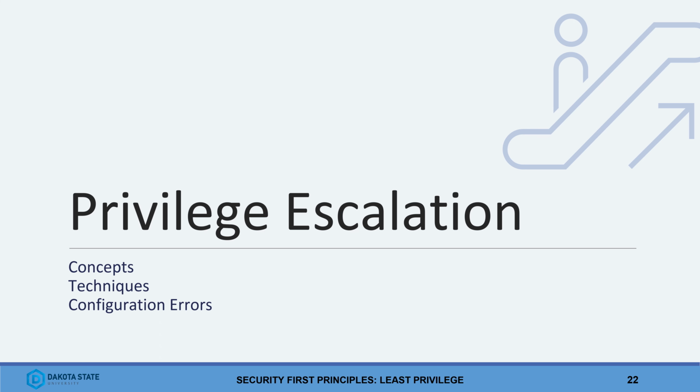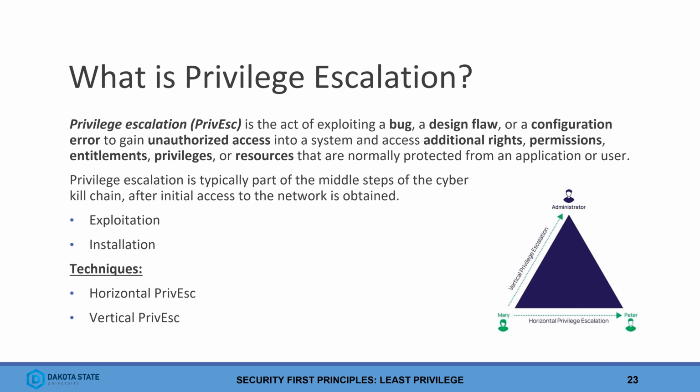Now that we've covered privilege, security models, and access control, what happens when something is misconfigured on a system? Typically, this exposes it to what's known as a privilege escalation vulnerability. Privilege escalation, or PrivEsc for short, is the act of exploiting configuration errors to gain unauthorized access into a system. It's typically one of the middle steps of the cyber kill chain, so after the initial access to the network is obtained, but before the adversary acts on their final objectives. It's a stepping stone to get to more sensitive data or more permissive accounts, essentially.